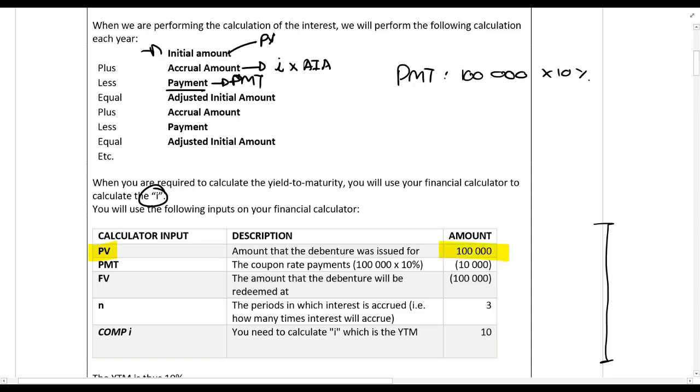Please note guys, the 100,000 rands is positive. Why? Because we are the issuer. When we issue it, we give a debenture to someone and they give us 100,000 rands. So we get 100,000 rands positive cash inflow. That is what we see there. That's why it's positive.